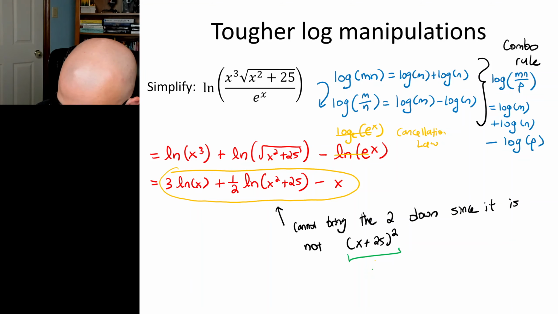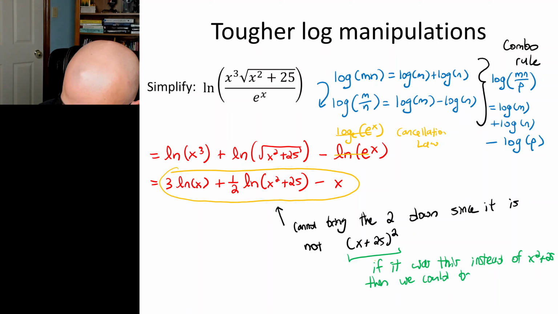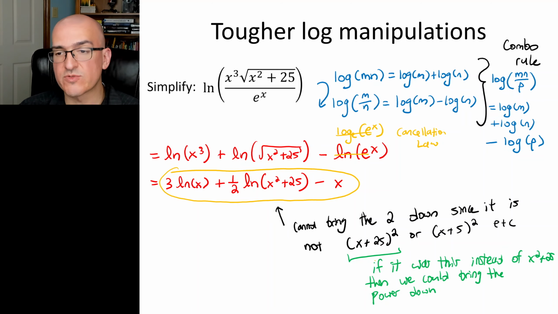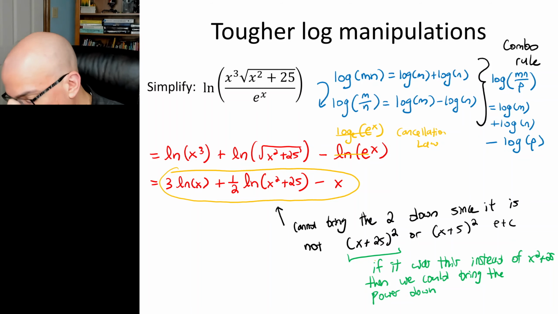If it was this, instead of x squared plus 25, then we could bring the power down. Oh, what am I saying? X plus 25 squared, or x plus 5 squared, etc. Bring the power down. And no, x plus 5 squared is not x squared plus 25. There's a cross term. There's a 10x in the middle that you get when you do your FOIL.